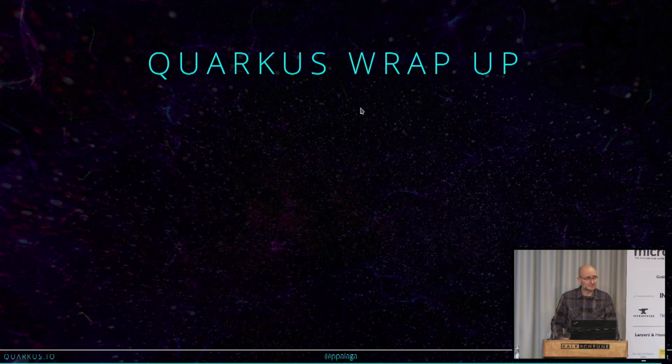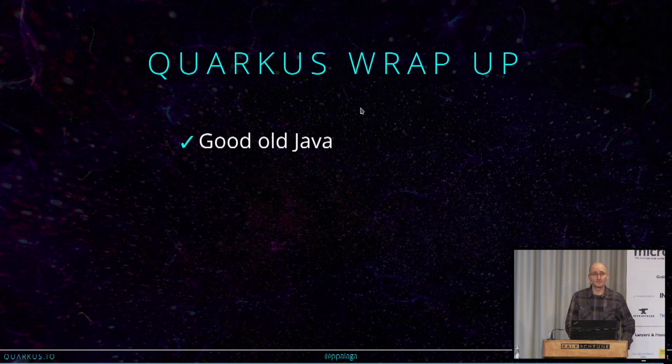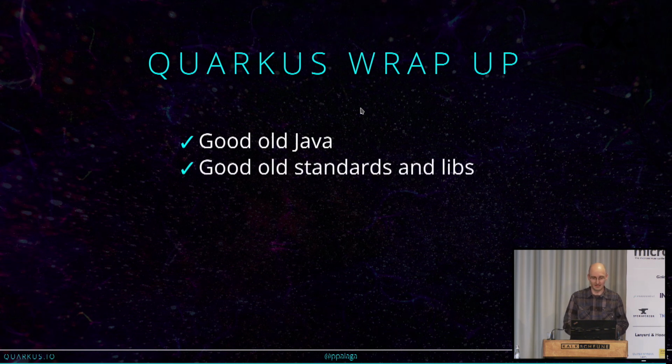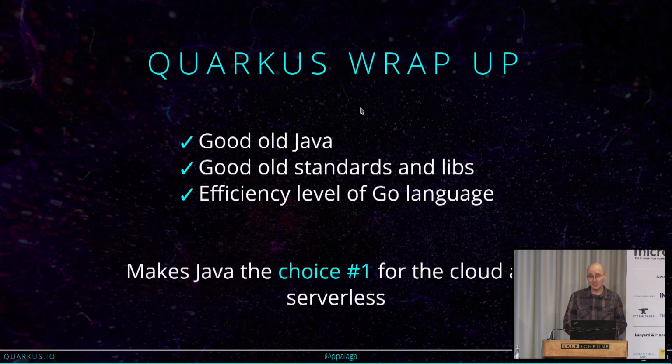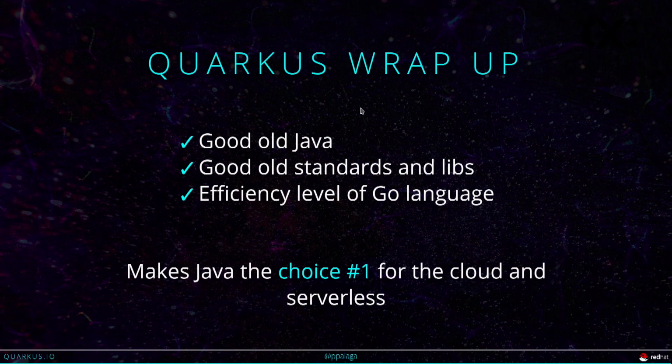Okay, that's about it about Quarkus. There's just a few things I want you to remember from this presentation. It's all the old good Java or Kotlin. It's all those old and good, well-known standards and libraries that you know how to use. But you get the efficiency of the Go language, which makes Java the choice #1 for the cloud and serverless again.